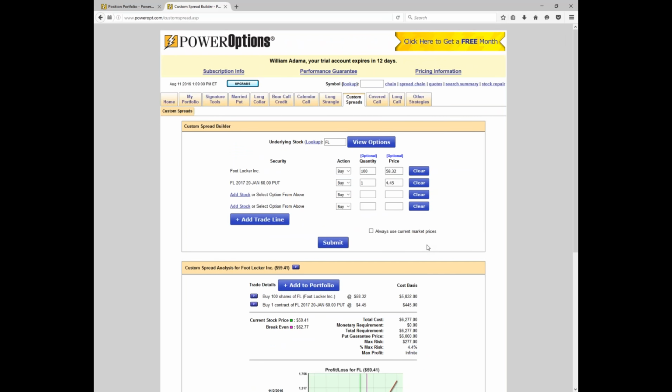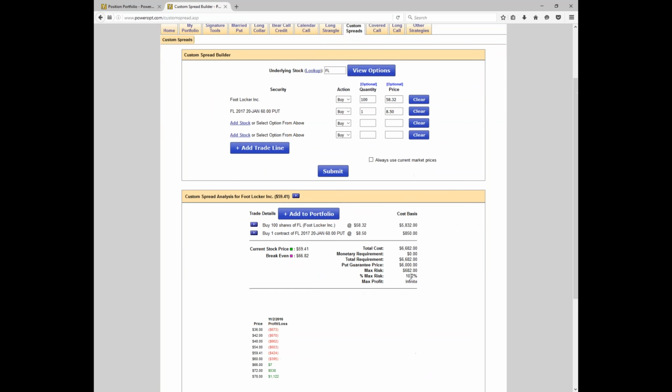What if I was wrong and the stock moved down $1.29 and was trading at $57 per share? Now this 60 put is going to cost me about $8.50 or $9.50. So if I was wrong and the stock moved down, let's say we paid $8.50, which is generous, now I'm at a risk of 10.2%, not where I want to be.